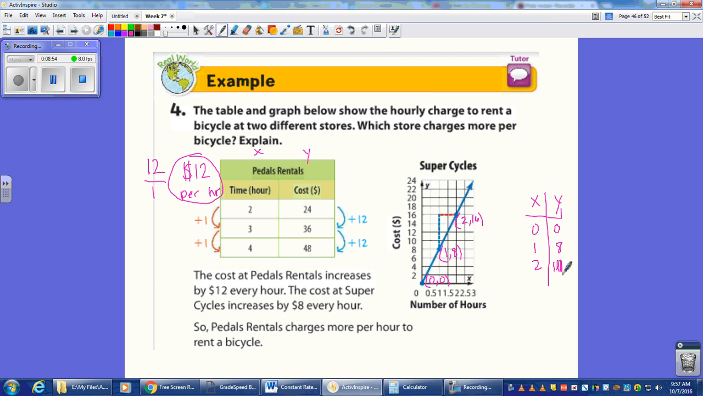And then you find the change: over here you're adding 8 every time, and over here you're adding 1. So it'd be 8 over 1. Or I can say, hey, I see a 1, so I know that they are charging $8 per hour. So actually the better choice would be the pedal rentals because they are cheaper. And that's where I'm going to stop.